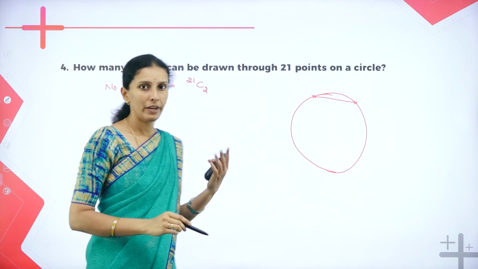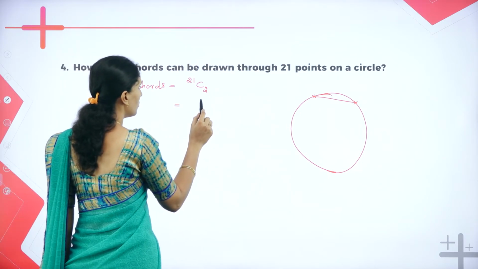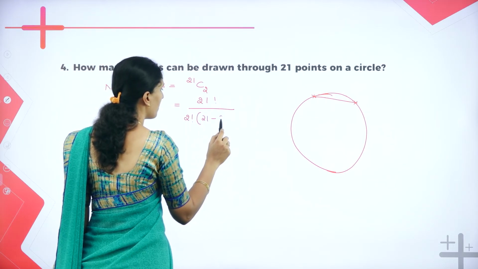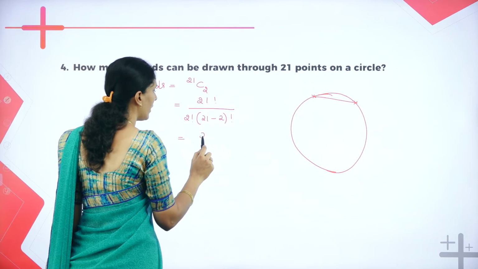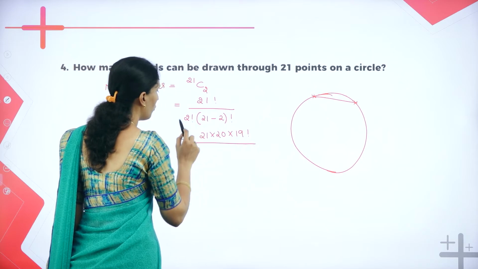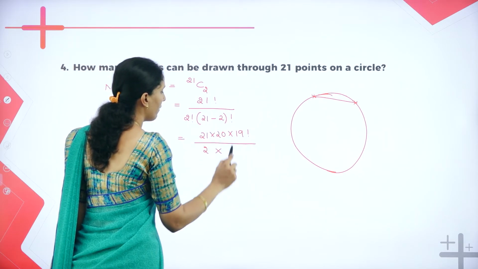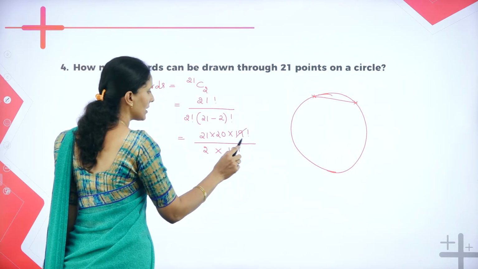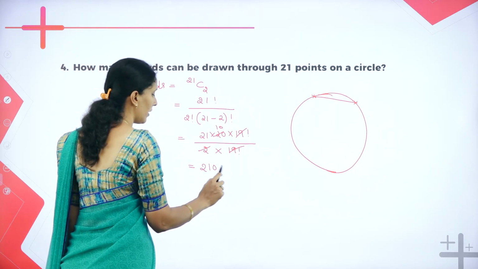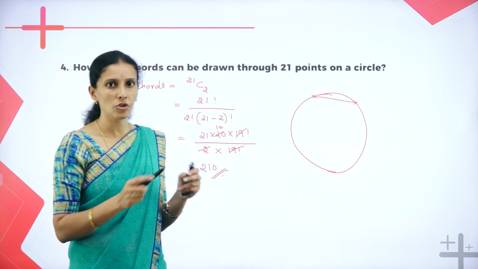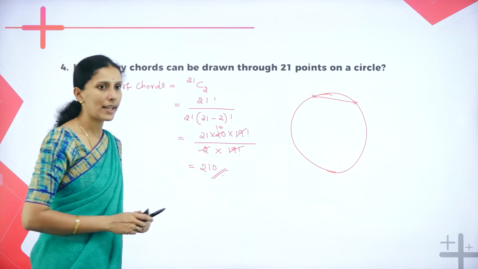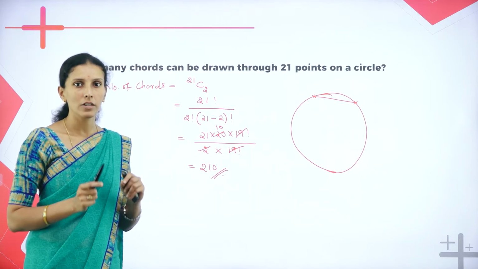So 21C2. Now how do we write 21C2? 21 factorial over 2 factorial into 21 minus 2 factorial. 21 into 20 into 19 factorial, over 2 factorial, which is nothing but 2, and 21 minus 2 is 19 factorial. I can cancel 19 factorial. 2 ones are 2, 2 tens are 20. So 210. Like this, we can join all the 21 points to construct chords inside the circle. So how many chords can be drawn? 210 chords can be drawn.